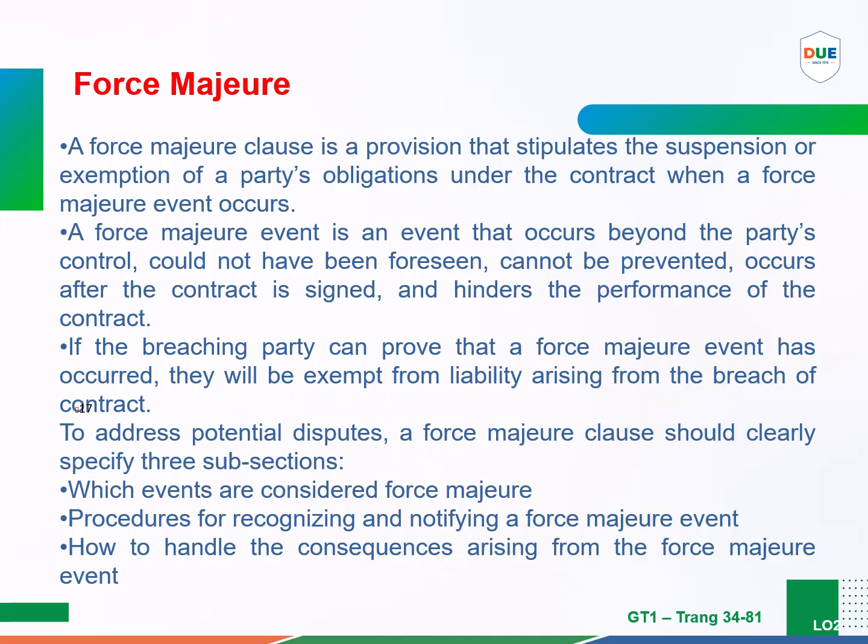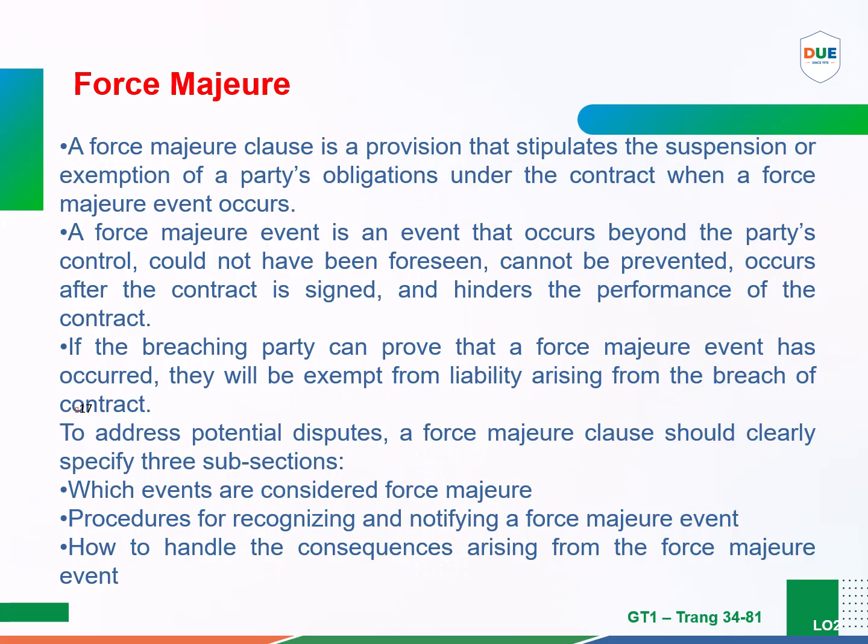The force majeure clause in international sales contracts is designed to suspend or exempt a party from performing contractual obligations when events occur that are beyond the party's control. A force majeure event refers to an occurrence that is beyond the will of the parties or has been pre-agreed in the contract and could not have been foreseen at the time of signing.